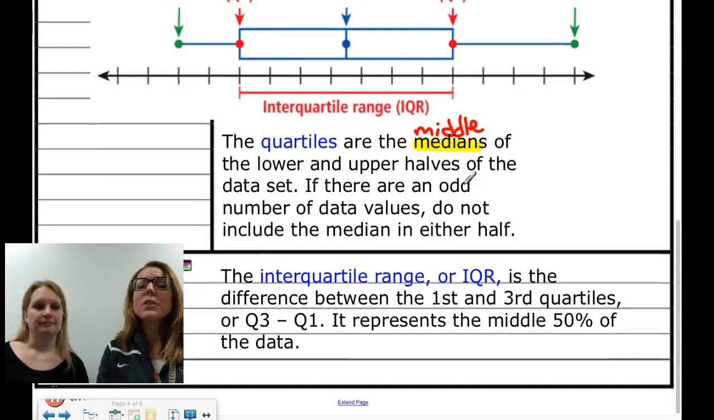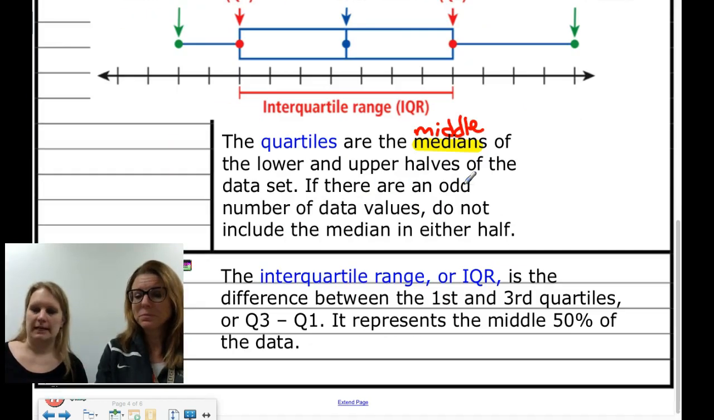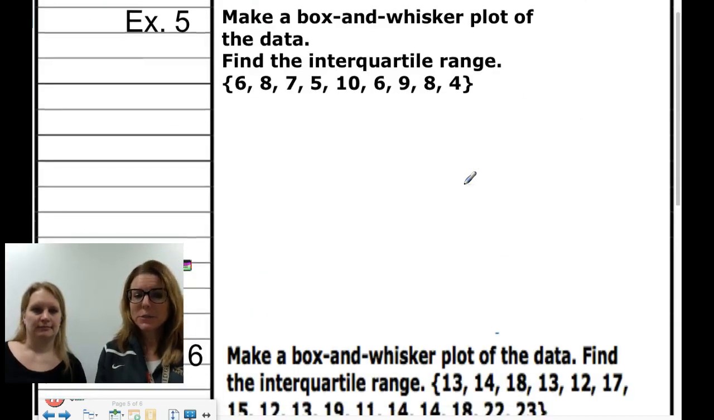The interquartile range then is quartile 3 minus quartile 1. It represents the middle 50% of the data. All right, are we ready? Here we go.